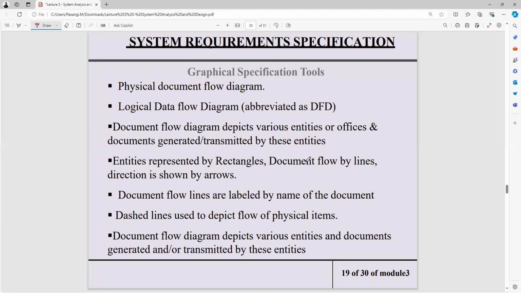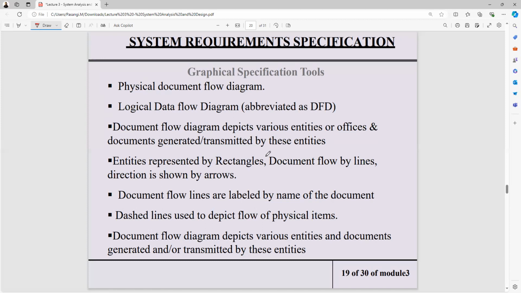So the first one would be the physical document flow diagram, and then we need to have a logical data flow diagram, abbreviated as DFD. And then the document flow diagram depicts various entities or officers and documents generated or transmitted by these entities.